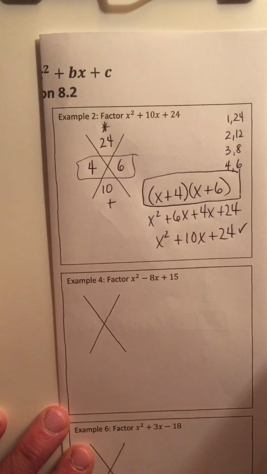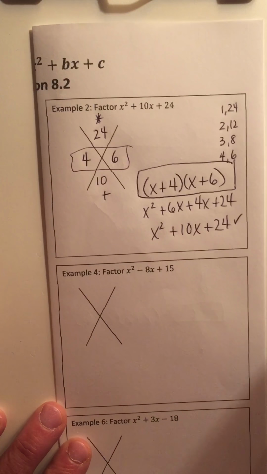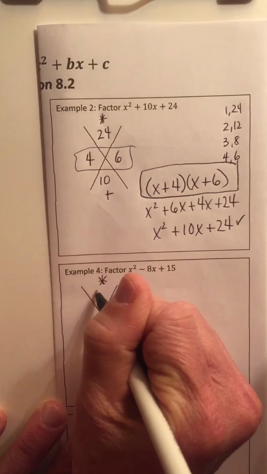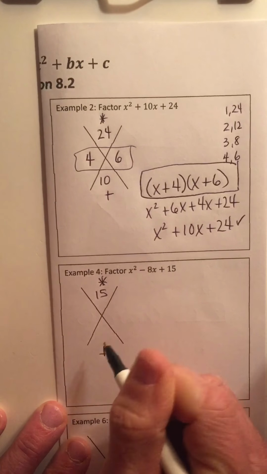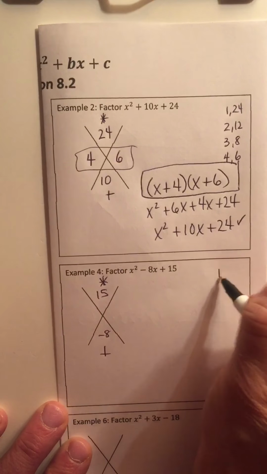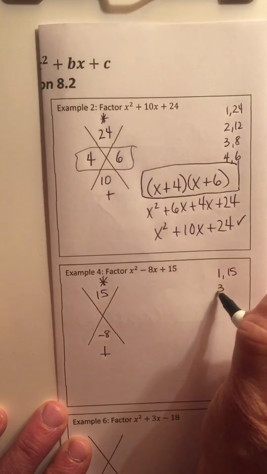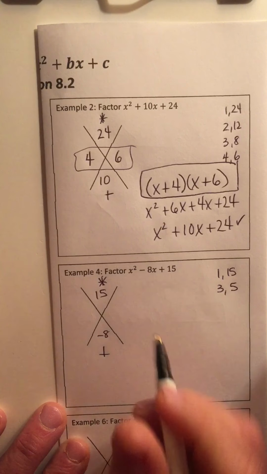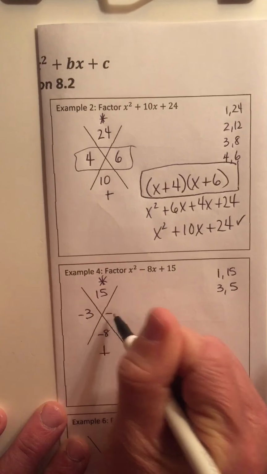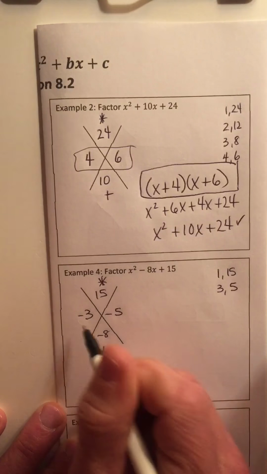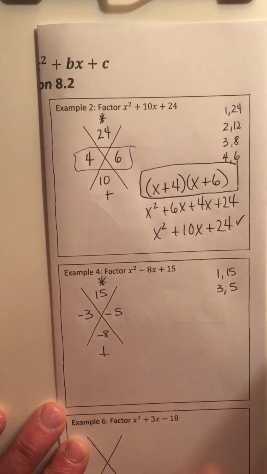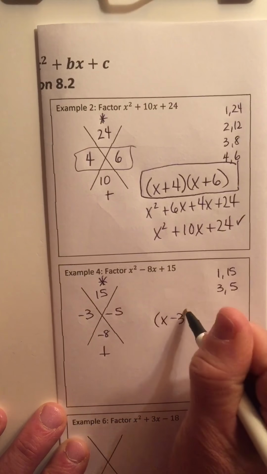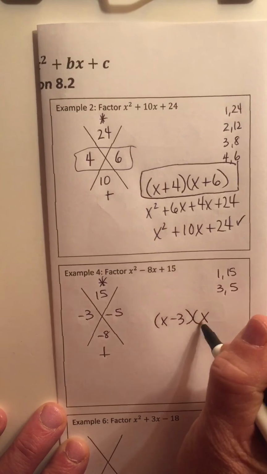Example 4, our signs change here. x squared minus 8x plus 15. So what multiplies to 15 and adds to negative 8? 1 and 15, 3 and 5. Let's check what our signs have to be. This has to be a negative 3 and a negative 5, to multiply to positive 15, to add to negative 8. It will work. x minus 3 times x minus 5.